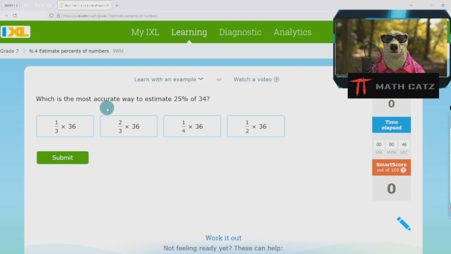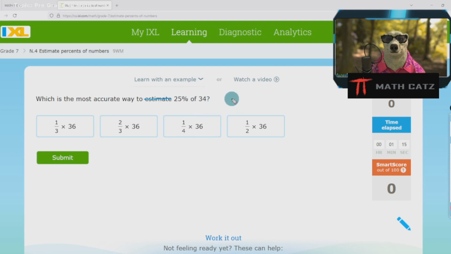The most accurate is the actual calculation. I wouldn't call this estimation at all. If I'm doing the calculation, then I'm not estimating. Estimating means looking for something that's close but easy to find. This is just actually calculating it. But it does depend on the options I have here. So let's just look at this exactly.